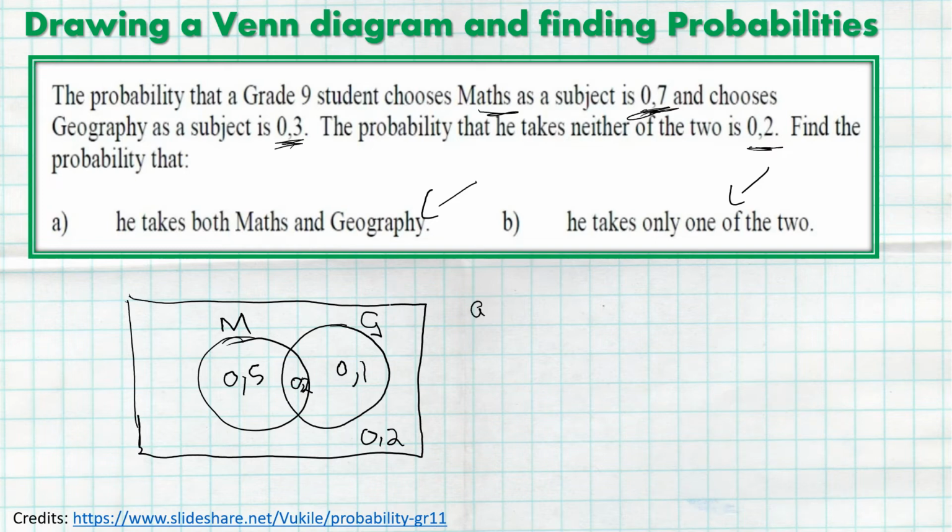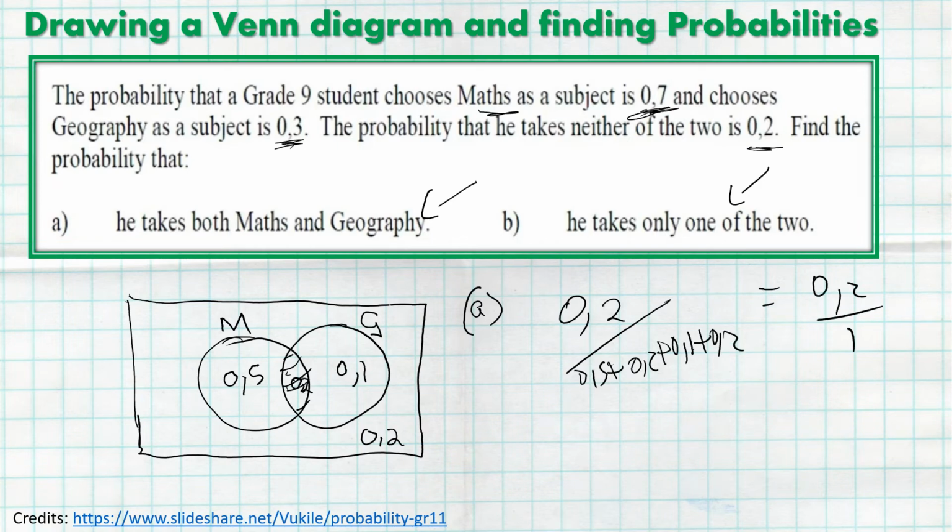So we can now answer: what is the probability that it takes both maths and geography? Both maths and geography is the intersection, so the probability is equal to 0.2. Someone can say, why are you not saying 0.2 divided by the whole sample space? Even if you take the whole sample space, 0.5 plus 0.2 plus 0.1 plus 0.2, you'll get 0.2 divided by 1, which is still 0.2. It is because we have just used those probabilities to draw a Venn diagram. So the answer there is 0.2.